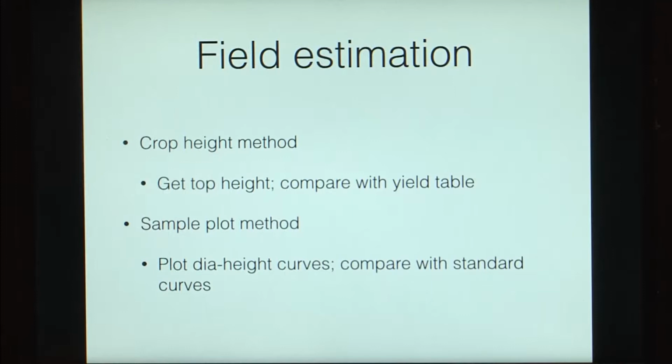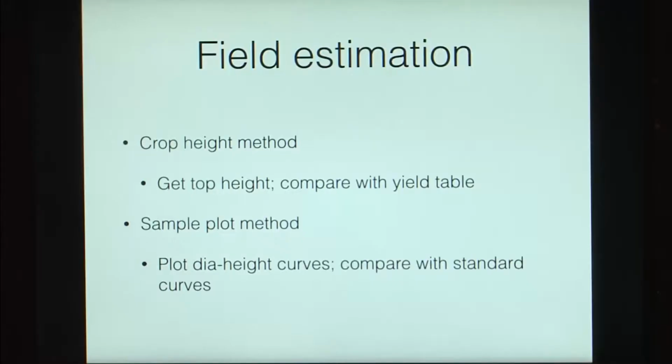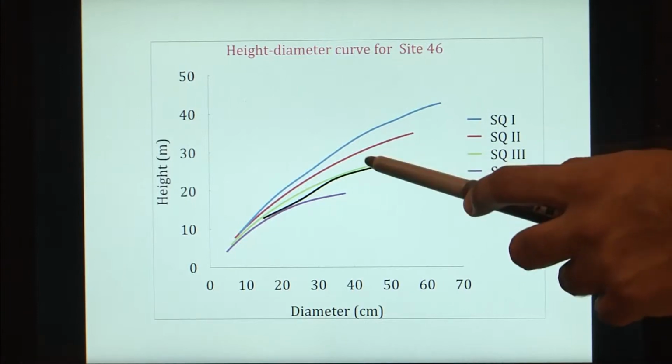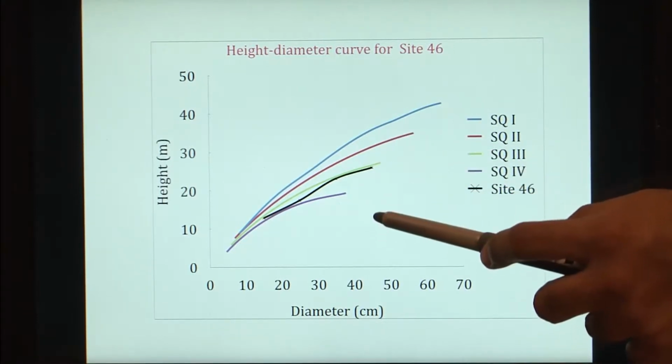However, figuring out your site quality this way might be a bit difficult, because it is difficult to get the age of the trees. So, another way in which we figure out the site quality is called the sample plot method, which you can see on your screens now. In this case, we plot the diameter versus height curves and compare them with the standard curves. If you look at this figure again, here we have plotted the sample curves for all these 4 site qualities 1, 2, 3 and 4.